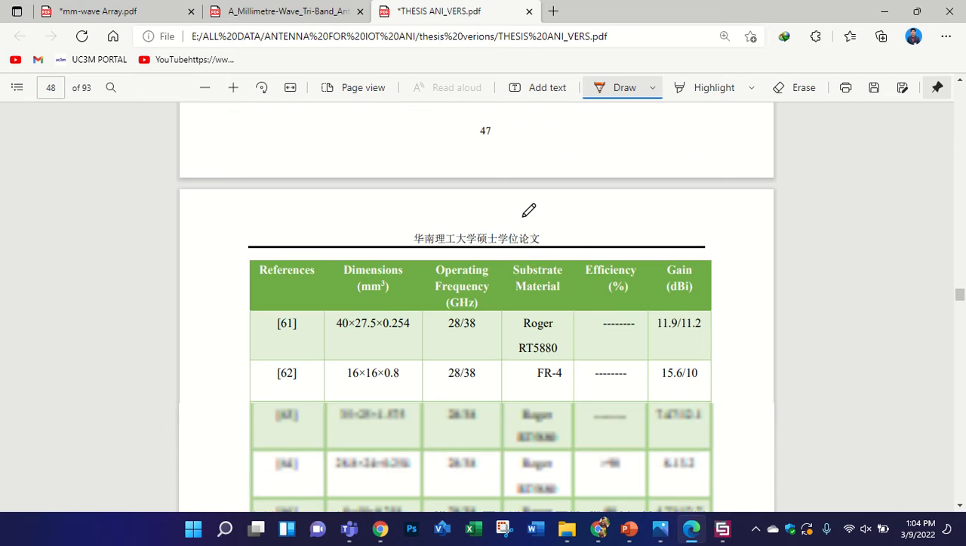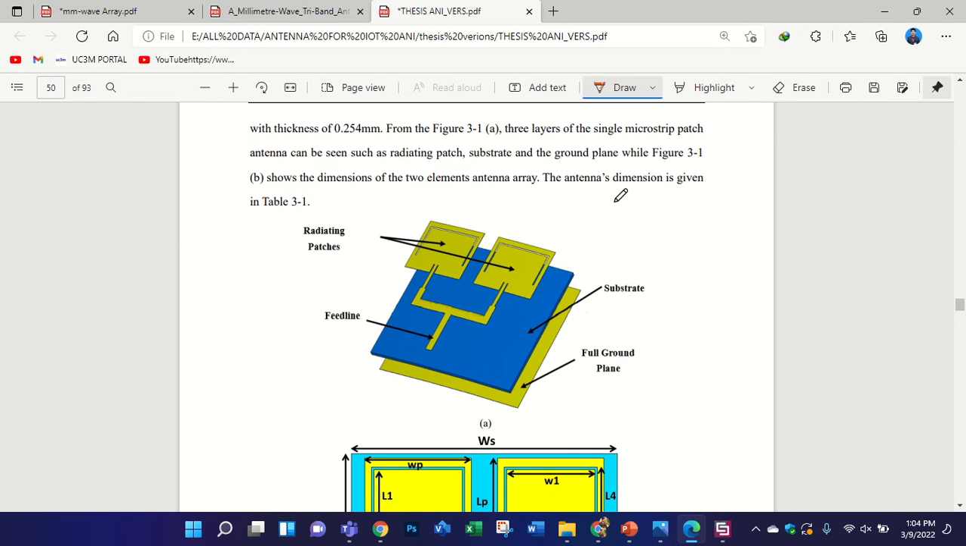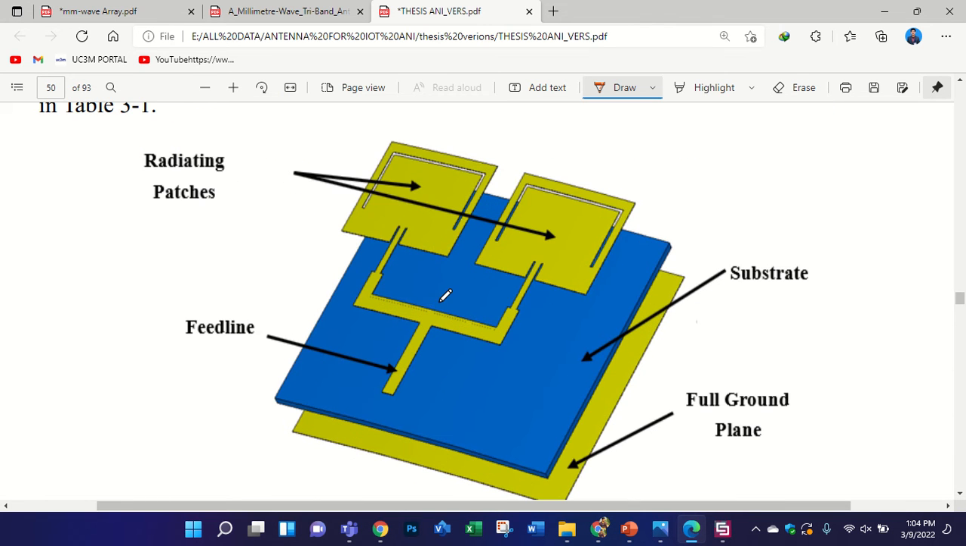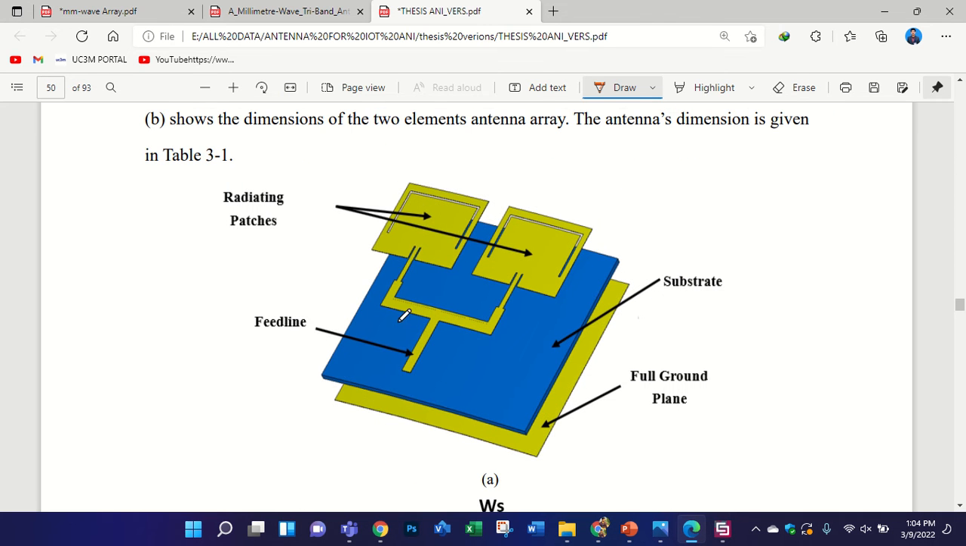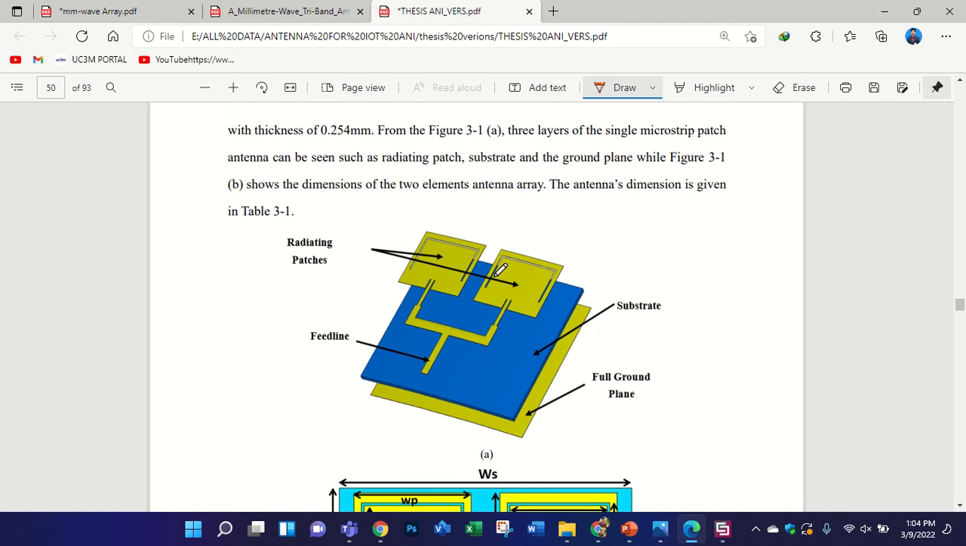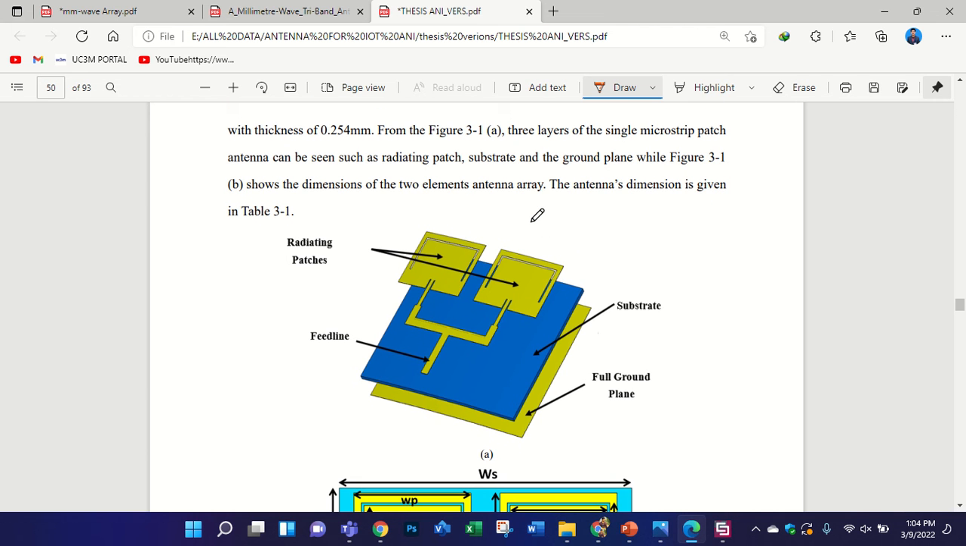I have written these theses in brief detail. In this thesis I have used, you can see, a dual element antenna array. This is your radiating elements, this is your feed line, this is your substrate, and this is the full ground plane. Once this thesis is published and accepted, I can share it with you. Okay, thank you. These are not my own theses, that's why I am telling you. I did work on the antenna array, to show you how I did work on it.